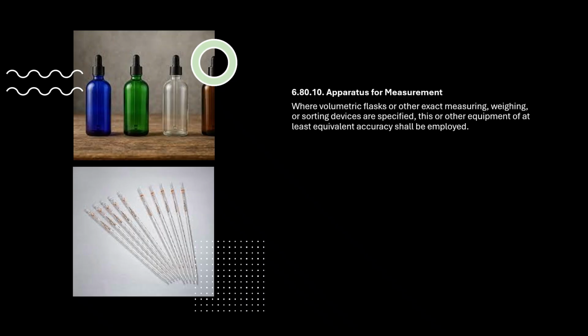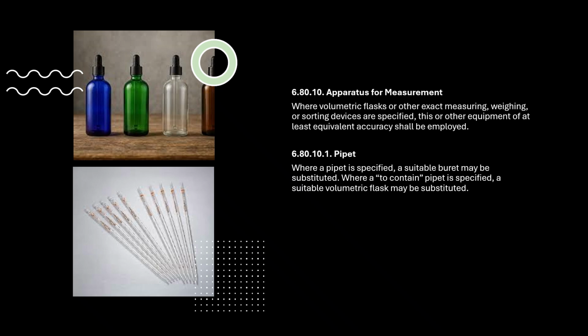So the next section is 6.80.10, that is apparatus for measurement. When volumetric flasks or other precise measuring, weighing or sorting devices are specified, these or other equipment of at least equivalent accuracy must be used, right? The next is 6.80.10.1, that is pipette. When a pipette is specified, a suitable burette may be used as a substitute. If a to-contain pipette is specified, a suitable volumetric flask may be used instead, right?